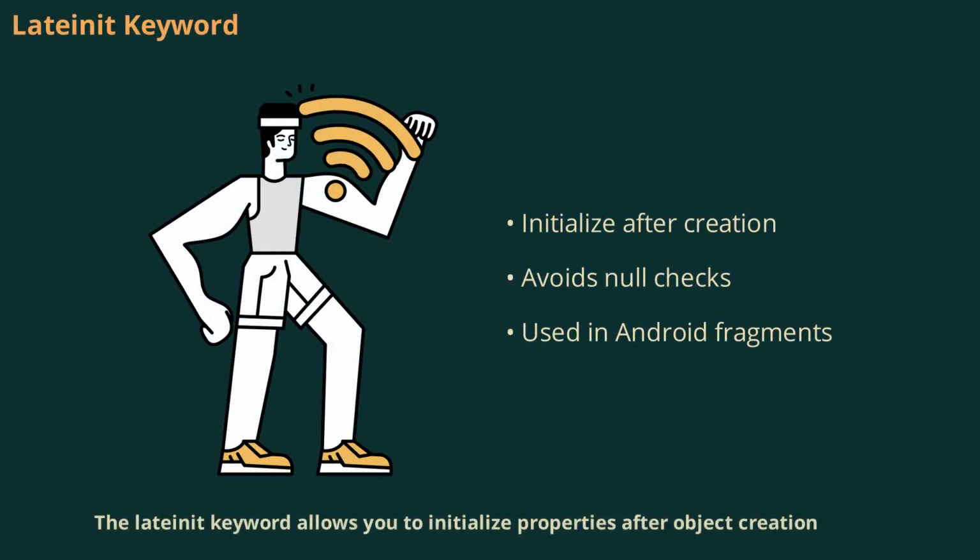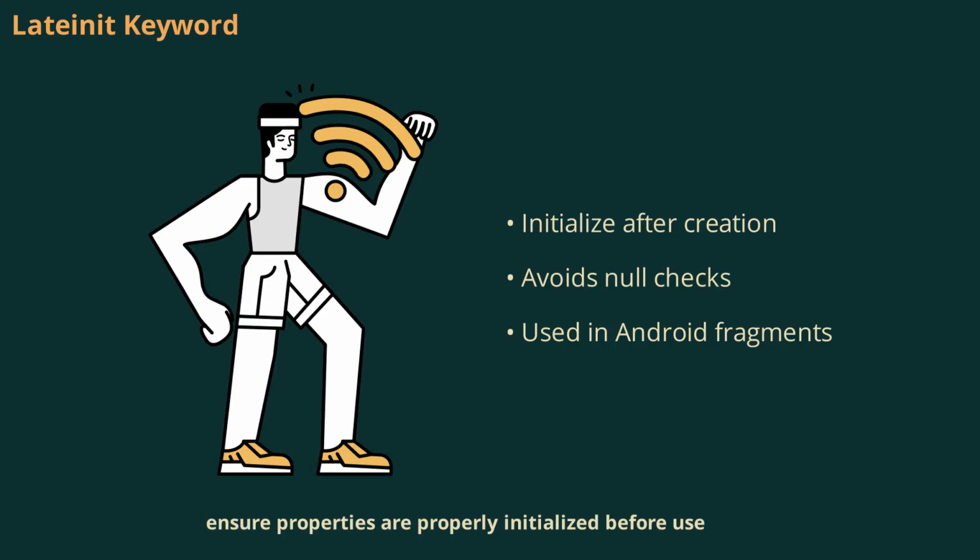The lateinit keyword allows you to initialize properties after object creation, which is useful for properties that cannot be initialized in the constructor. Lateinit properties must be initialized before access, or an exception will be thrown. This is commonly used in Android development, such as initializing RecyclerView adapters inside fragments. Lateinit helps avoid unnecessary null checks and keeps your code clean, but it requires careful management to ensure properties are properly initialized before use.